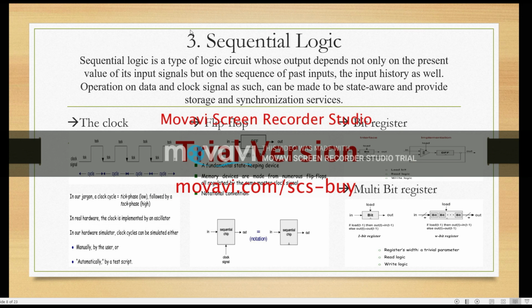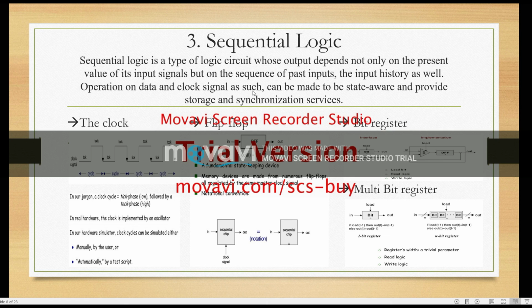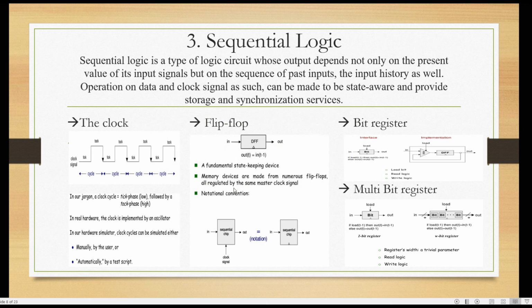Sequential logic is the third module. As we know, sequential logic is a type of logic circuit whose output depends not only on the present value of its input signal but also on the sequence of past inputs, the input history. Operation on data and clock signal can be made state aware, providing storage and synchronous services. In sequential logic, we have the clock, flip-flop, bit register, and multi-bit register. These all come under sequential logic.